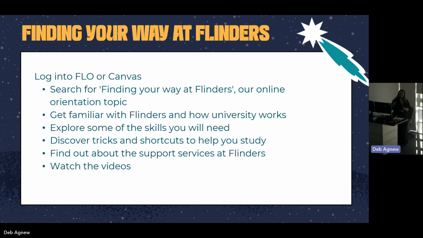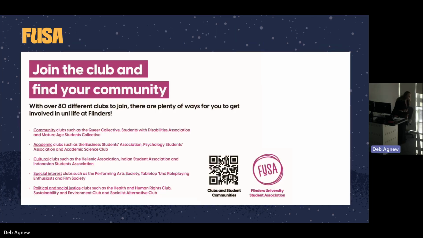So if you search for finding your way at Flinders, it will help you with all of the orientation type things that you might need. There's lots of videos on there if you would like to find out more information as well. Many of the Flow sites and the Canvas sites will also have some study orientation things for you as well, like study skills, habits, quizzes and things like that, which will help you identify what you might need support-wise at the university. We've got plenty of clubs as well.